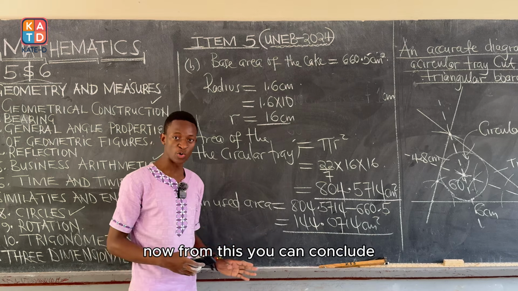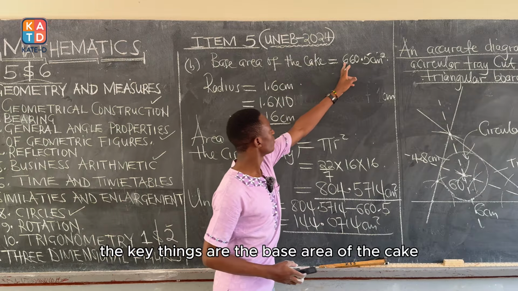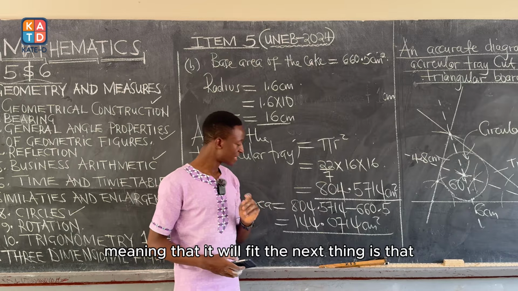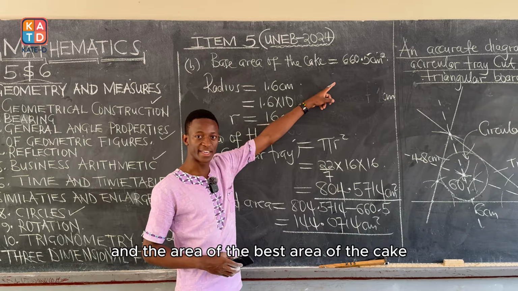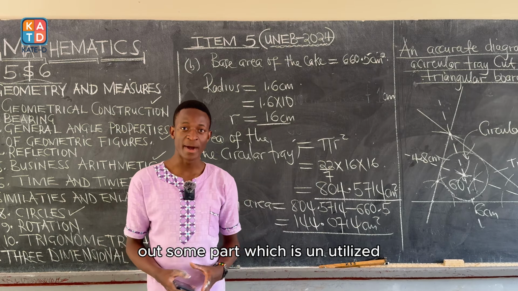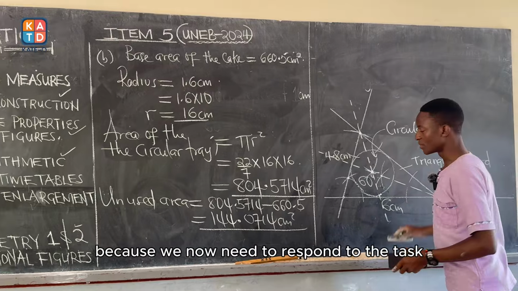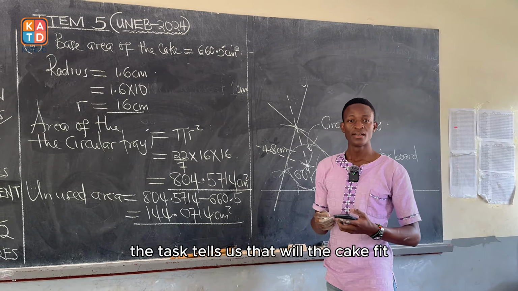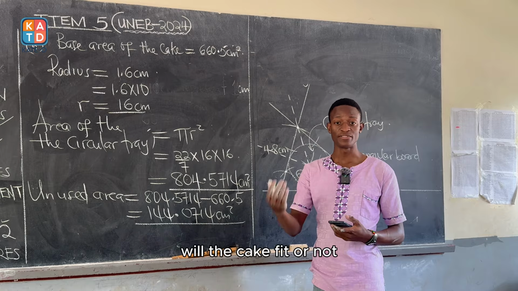Now, from this we can conclude, but the conclusion will be based on two key things. The first is that the base area of the cake is smaller than the area of the tray, meaning that it will fit. The next is that when we subtract the base area of the cake from the area of the tray, we have a remainder. It means that the cake sits on the tray and leaves out some part which is unutilized. Our conclusion is because we now need to respond to the task. The task asks, will the cake fit? It is in the form of a question. Will the cake fit or not?